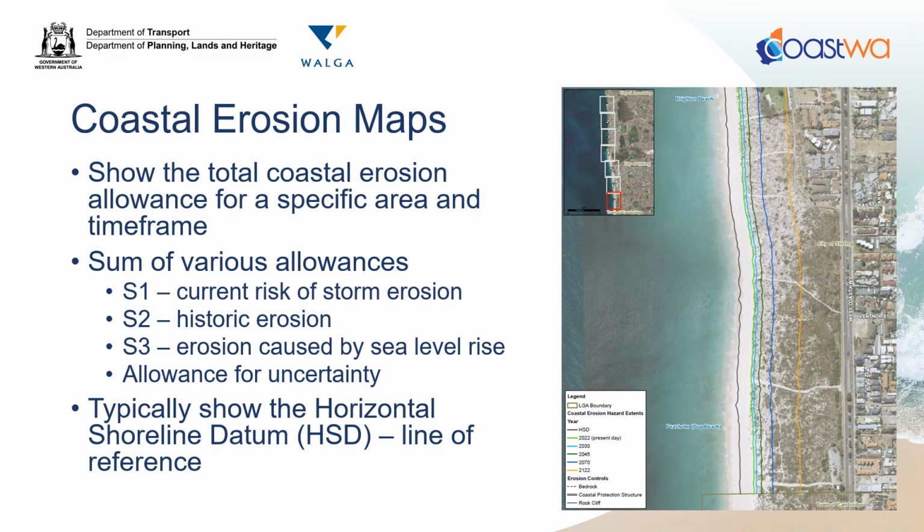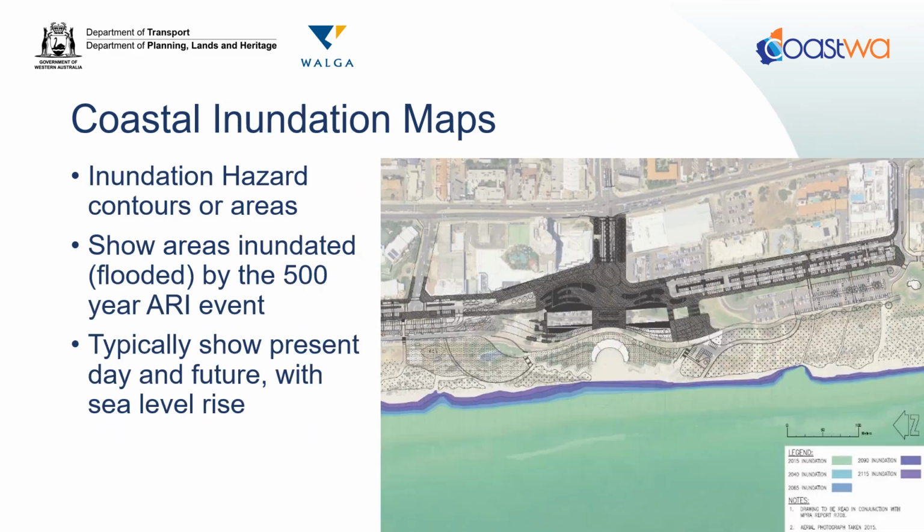A key thing to note about this is that these are allowances for erosion, but they are not a prediction of future shoreline position. So as we'll get to when we actually talk through the likelihood of events, there's a probability of each of these different factors occurring, but it doesn't mean that in 100 years' time the shoreline will be here, at what's shown in this orange line. So that's a key distinction and just something to remember as we move forward.